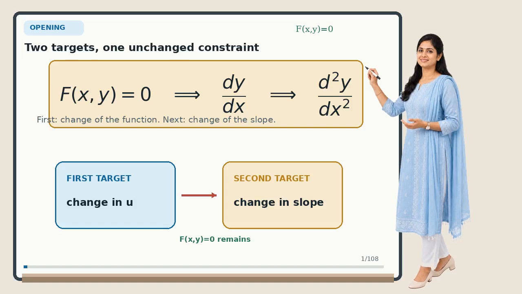In this lesson, we will move slowly from the implicit equation f of x comma y equals 0 to the first derivative and then to the second derivative. The constraint never changes. What changes is our target.